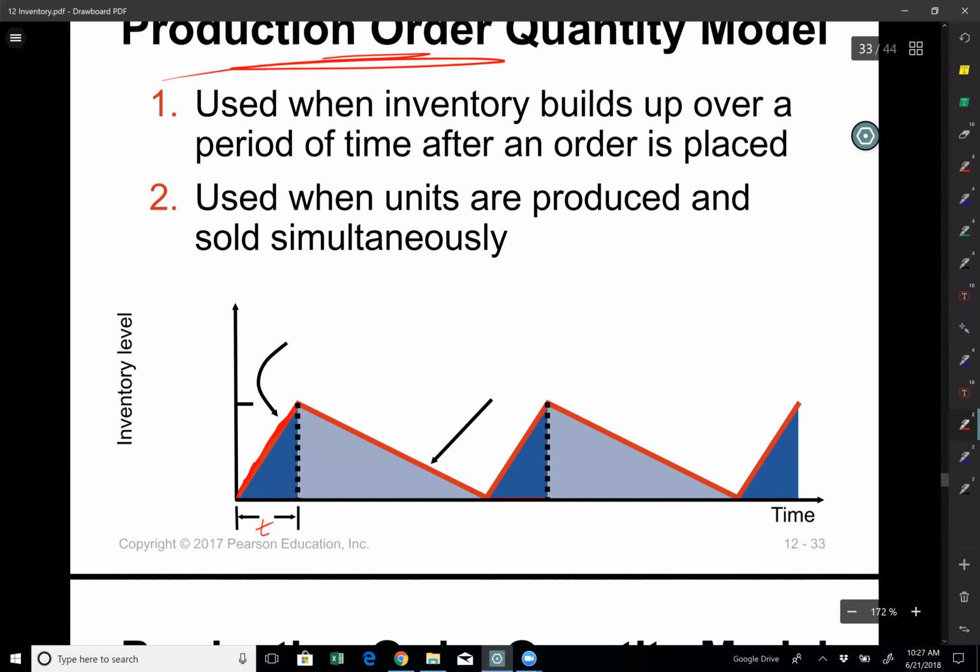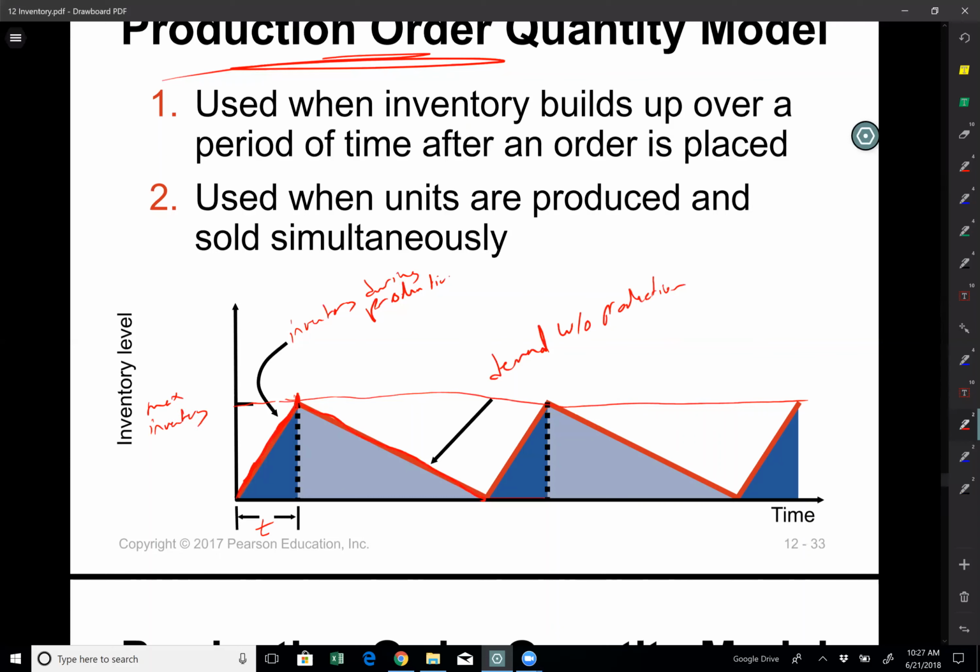So this is your inventory during production. So I produce here, and then at this point right here at time t, I stop producing and switch to maybe another type of product to produce. So now I only sell those products, and my inventory levels, as you see, go down and down. So this is your demand right here without production. And this is your maximum inventory level right here. And I will keep repeating this cycle over and over again.